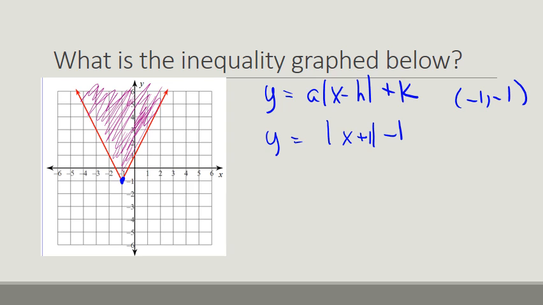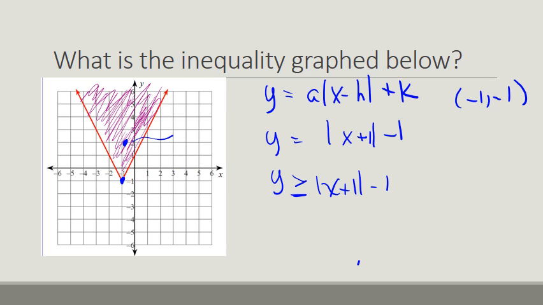And if I want to make a true statement, I'm going to pick something within the shade, and that's going to help me decide if it's greater than or less than. Now I think it's greater than because it's shaded above. So let's test to see if that's true. y is greater than or equal to the absolute value of x plus 1, minus 1.